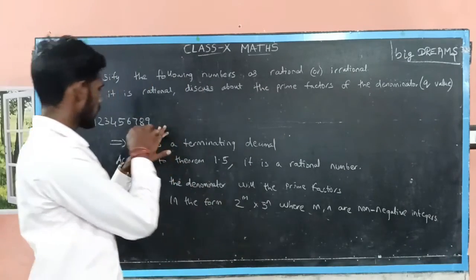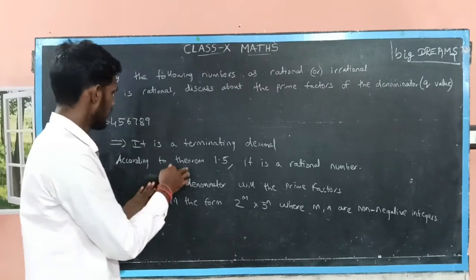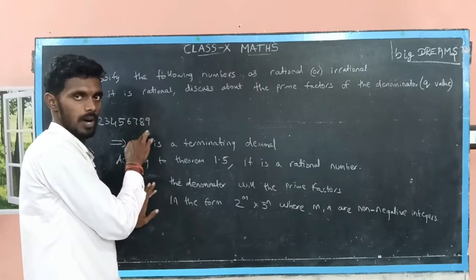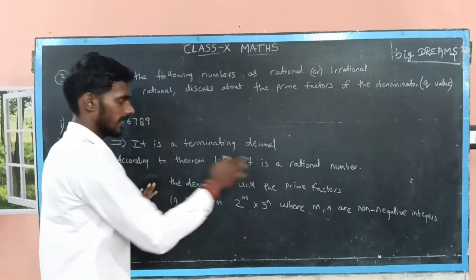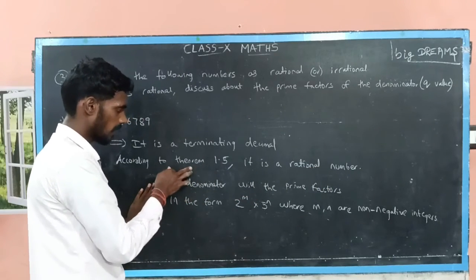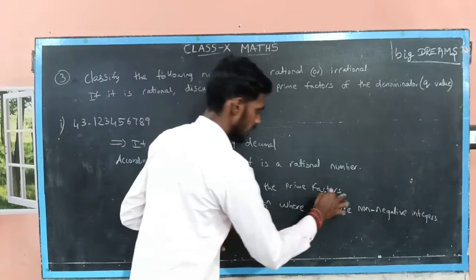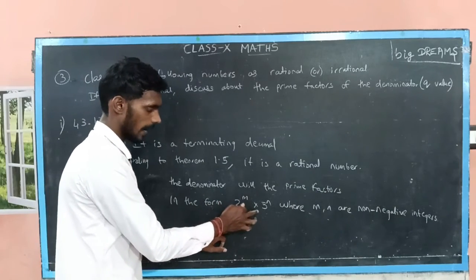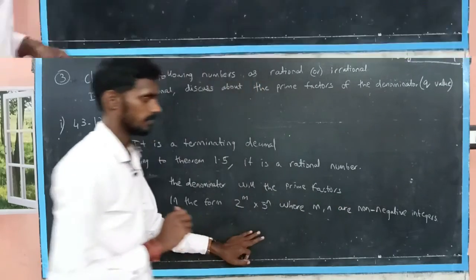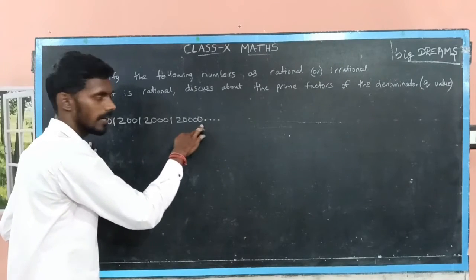So they have given a terminating decimal. When you apply theorem 1.5 here, it can be expressed in the form p by q. So if we are representing a number in p by q form where p and q are co-primes, then it is a rational number. And when we further apply theorem 1.5, it states that the denominator, the q value, will have the prime factors in the form 2 power m into 5 power n, where m and n are non-negative integers. Next, the second subdivision, see here, it is a non-terminating decimal value.